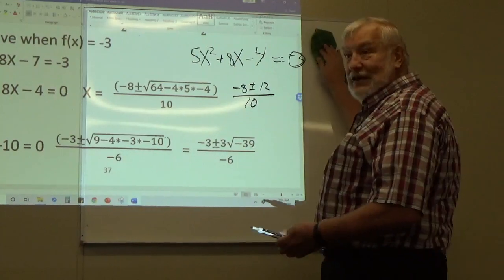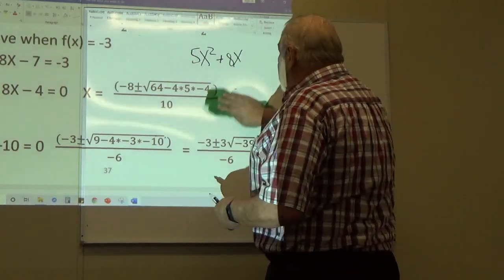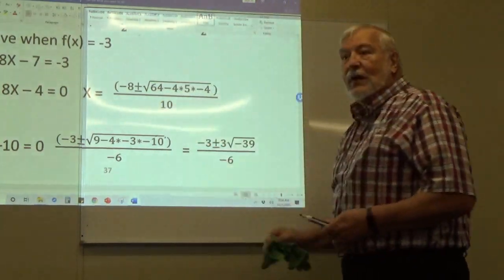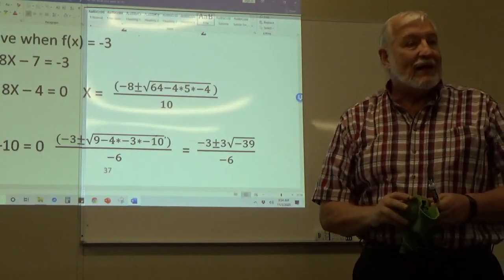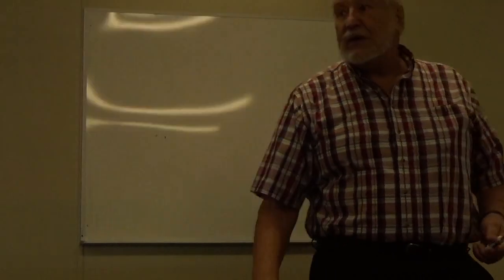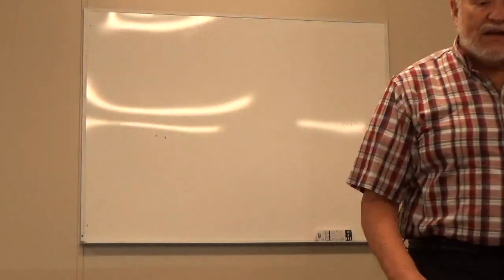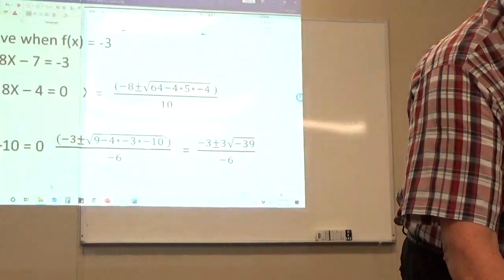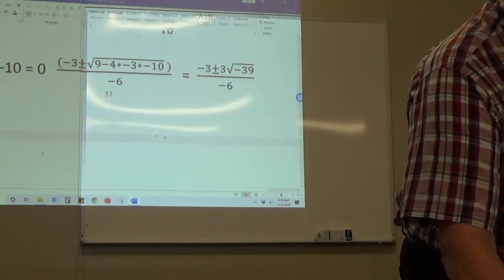Okay. You see how that works? Now, if that was not a perfect square, then you do what you always did, and that is you would either leave it as plus or minus whatever the square root was, or you would change it to some sort of decimal form. Okay, right now let's look at problem 3.